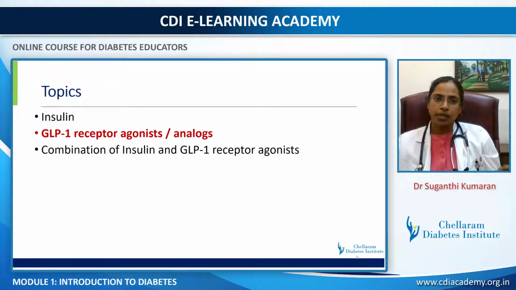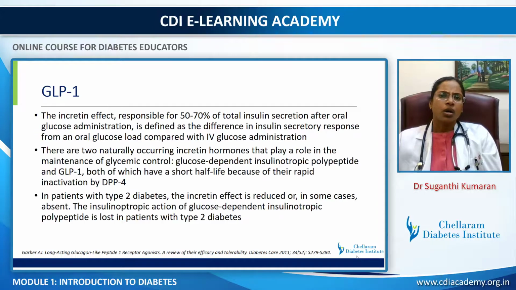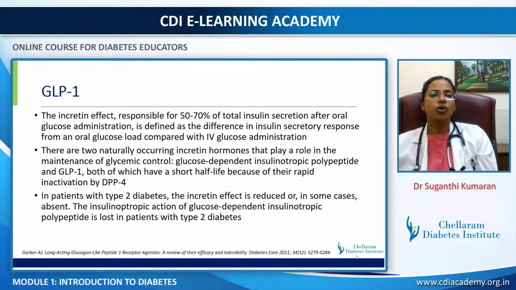So now that we are done with insulin, let's move on to GLP-1 receptor agonists or analogs. GLP stands for glucagon-like peptide 1. Now the incretin effect of GLP-1, let's explain what it is. It is responsible for about 50 to 70% of total insulin secretion after oral glucose administration.